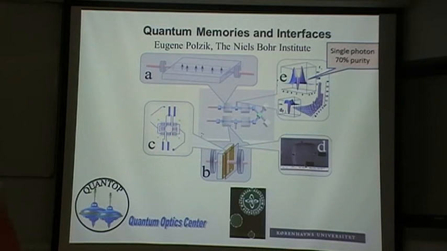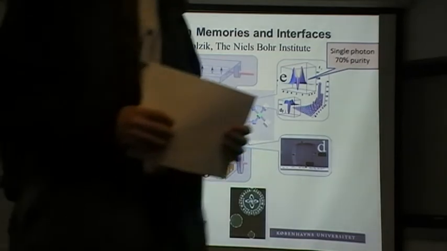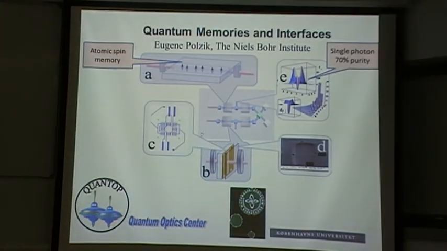There is a pretty good single photon source at our disposal with really high purity and working almost on demand, based on parametric down conversion with cavity enhancement. The atomic spin memory is something that I will be talking about in great detail for the first half of the talk. And then the idea is that we are working towards connecting those atomic spin memories with single photon inputs to other quantum systems.